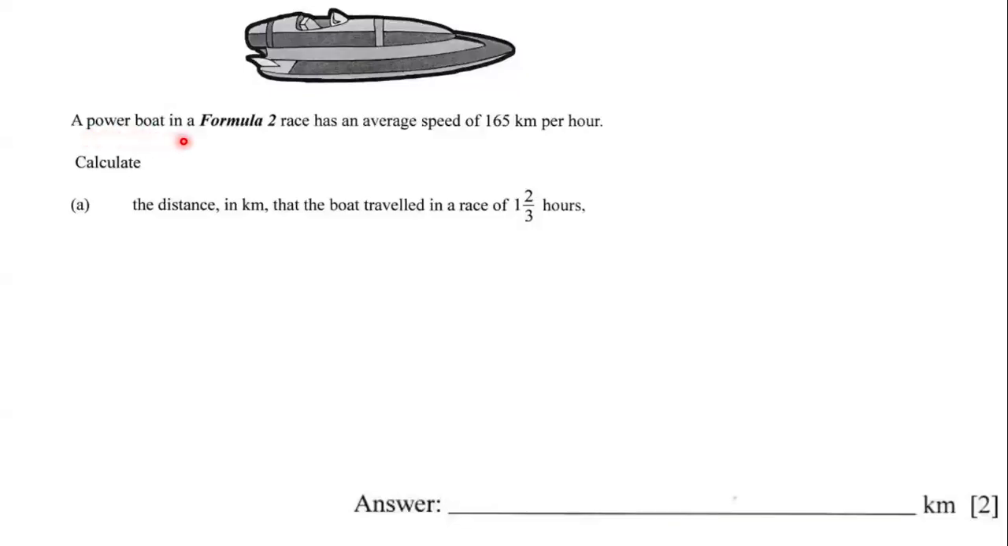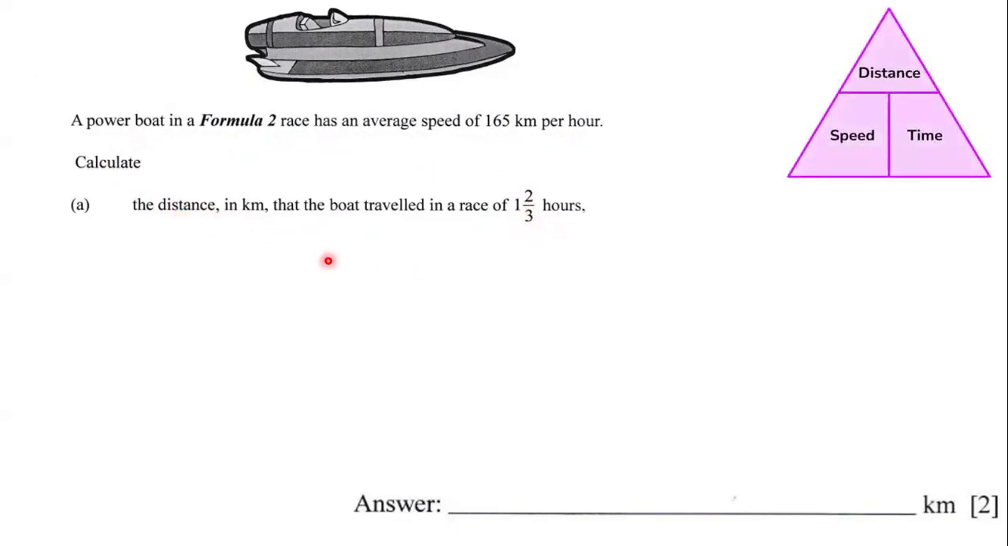A powerboat in a Formula 2 race has an average speed of 165 kilometers per hour. Calculate the distance in kilometers that the boat traveled in a race of 1 2/3 hours. Now, that's what this question wants us to determine, the distance.